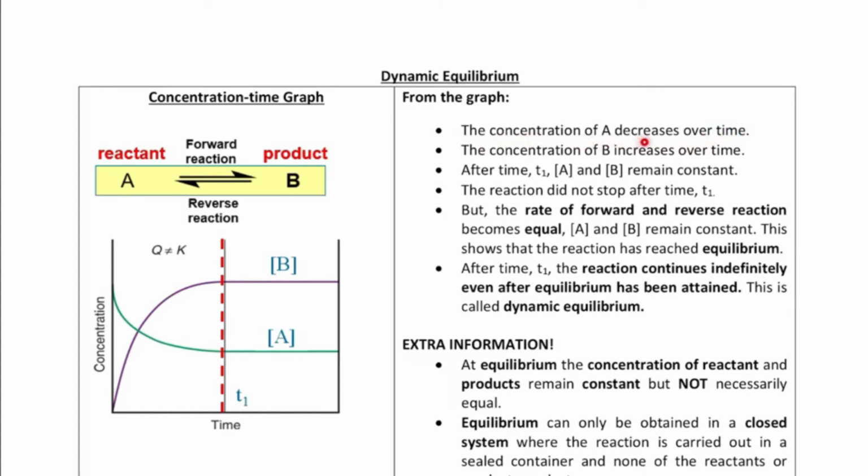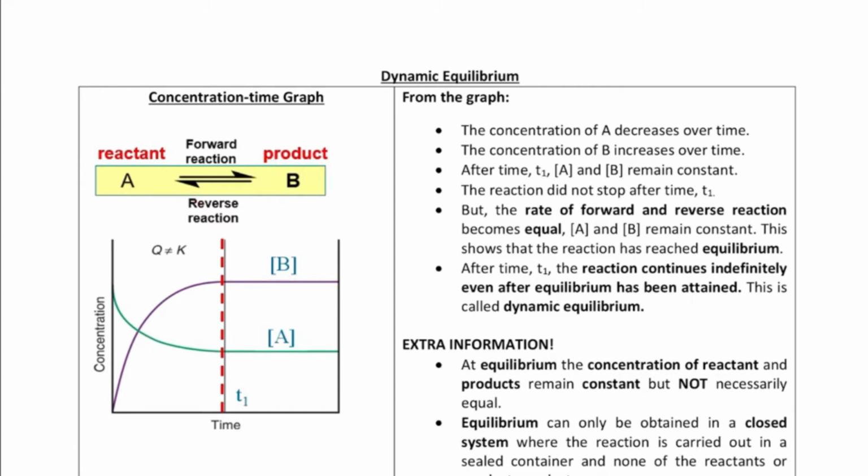Okay, so kenapa dia kata concentration A berkurang? Sebab let's say A adalah reactant. That means A ni ada satu nilai concentration dia tersendirilah masa reaction tu start. Tapi A kan menghasilkan B. So that means concentration A akan makin berkurang sebab dia menghasilkan B.